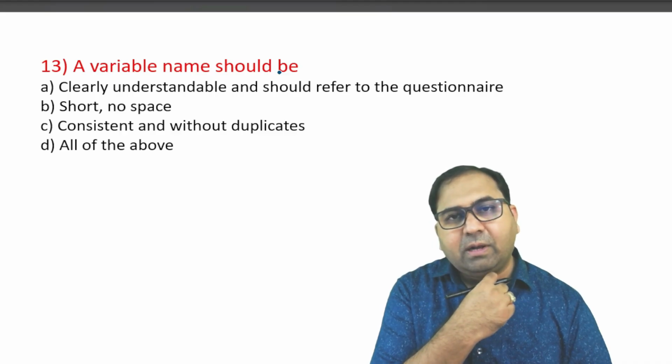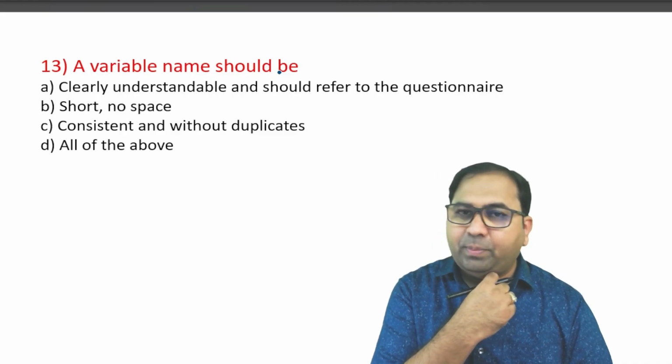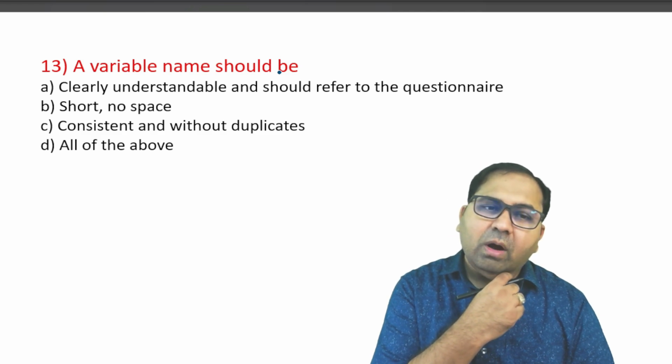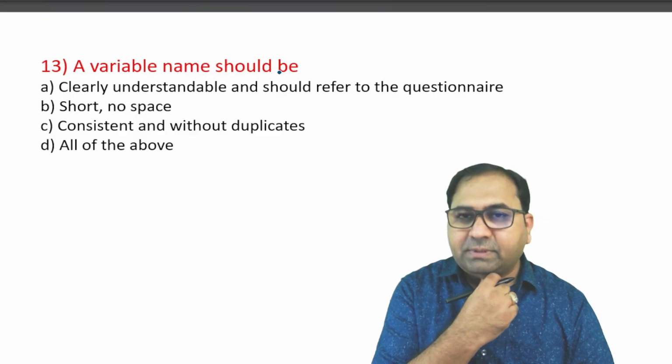B, it should be short and no space. C, it should be consistent and without any duplicates. So out of these three options, which are correct, or are all correct? Let us see the options again.